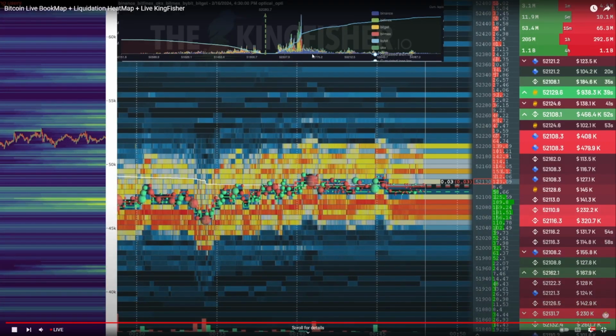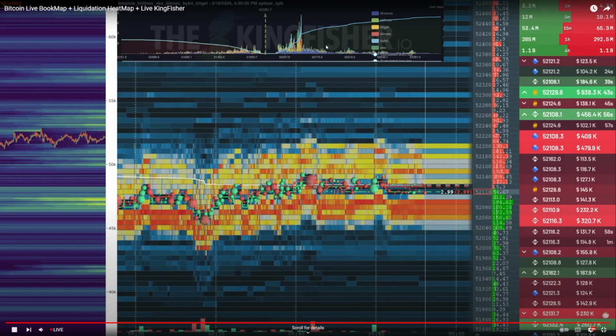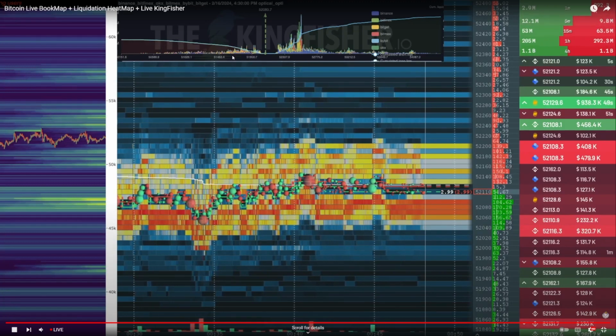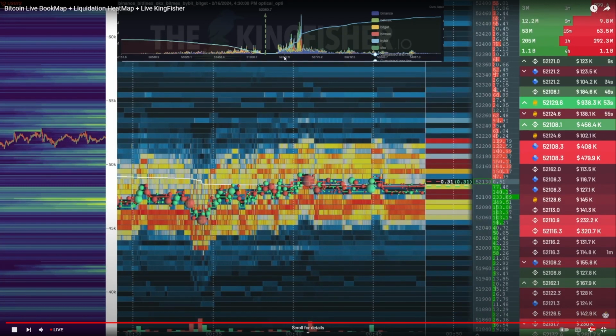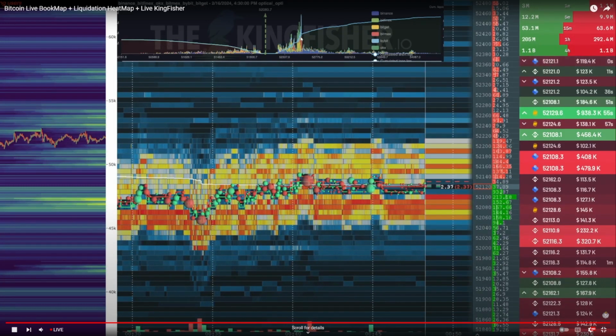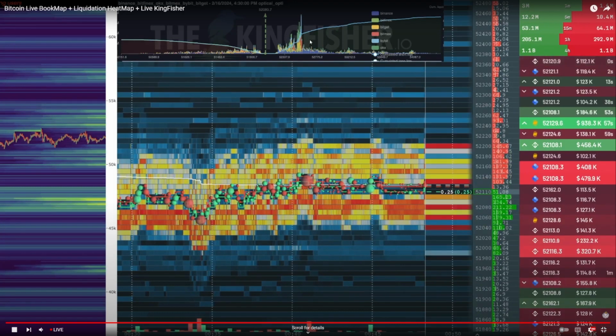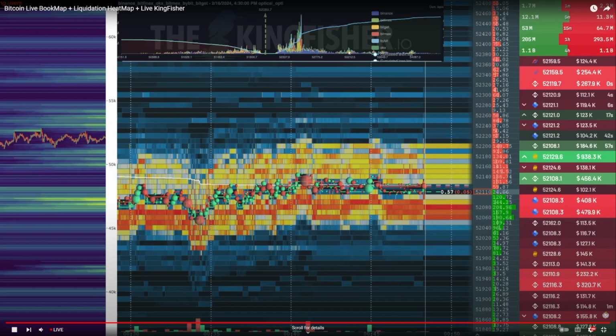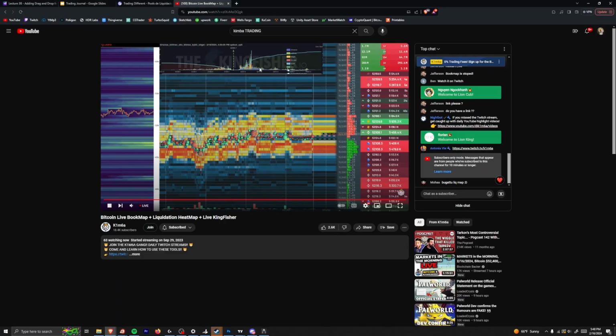Up here, this is Kingfisher. Again, it's just the liquidity zones on a different visualization scale. So as you can see here, there's a lot more liquidity to the upside than the downside. You can see all of this at around 50 to 5-ish, right? There's a lot of liquidity here. So that's Kingfisher. I don't really use this one as much, but it's there, so you can look at it.